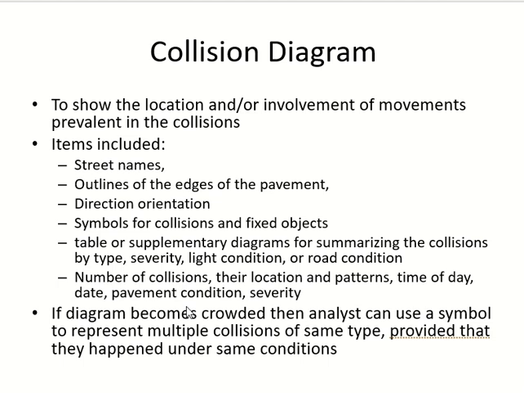So what are the items we include in this diagram? It should include some information about the site. For example, the name of the street, the width of the road, direction of traffic from each lane, from each side, and so on and so forth.